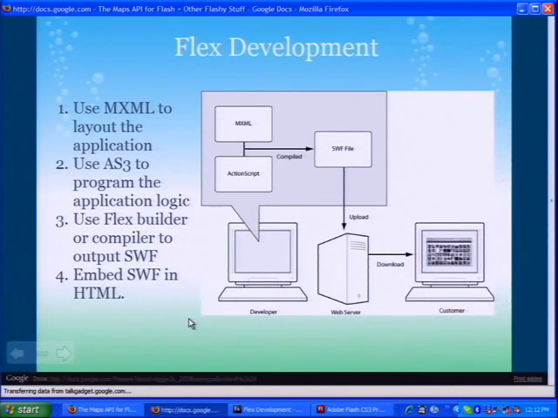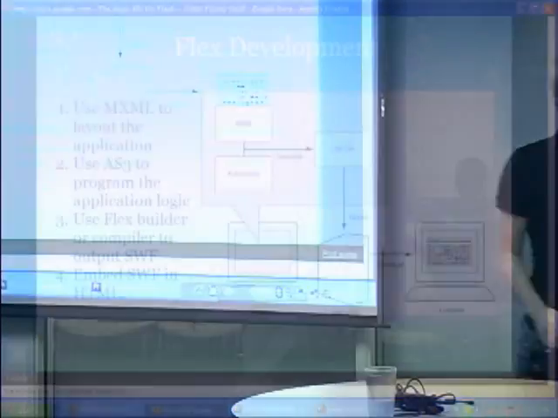OK, so this is what Flex development looks like. We use MXML, which I'll talk about in a second. It's an XML markup language. We use that to lay out the application and all the components. We use ActionScript 3 to define how the components are going to interact with each other and do anything additional, if we want to create some graphics, whatever. Then we use Flex Builder or the compiler to turn this into a SWF file, and then we embed the SWF in HTML or even make an AIR application.